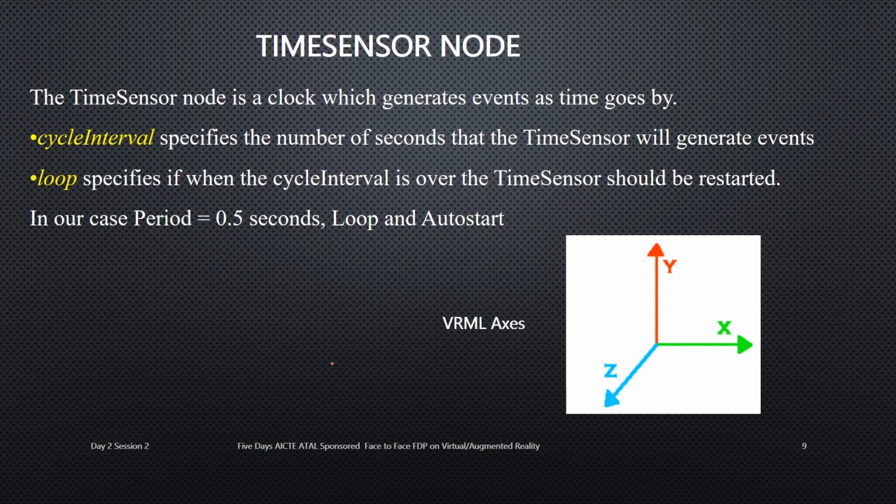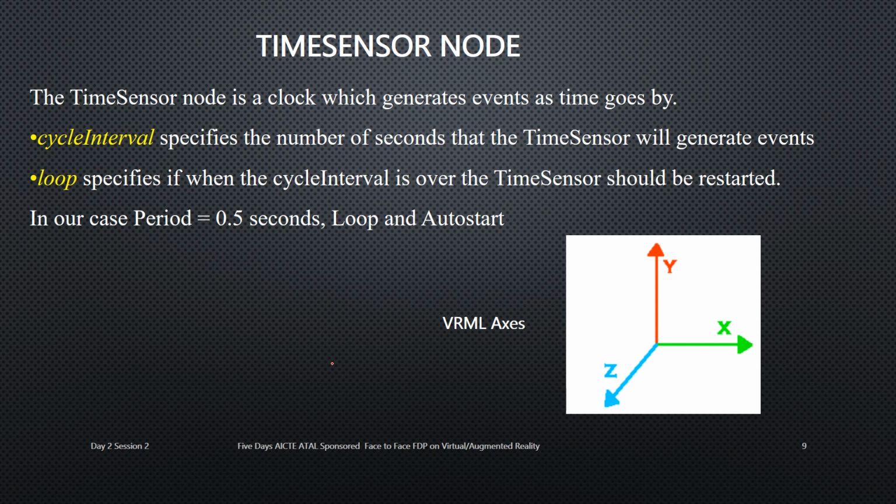Now the time sensor node. The time sensor node is a clock which generates events as time goes by. In the time sensor we are defining the cycle interval, which specifies the number of seconds that the time sensor will generate events, and loop specifies whether the time sensor should be restarted when the cycle interval is over. In our case, the period is 0.5 second and loop and auto start are set. So the fan is continuously rotating in a loop. After every 0.5 second it completes the rotation, so you will see that the fan is continuously rotating.